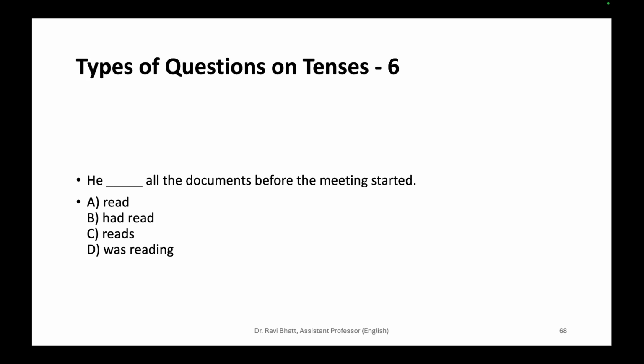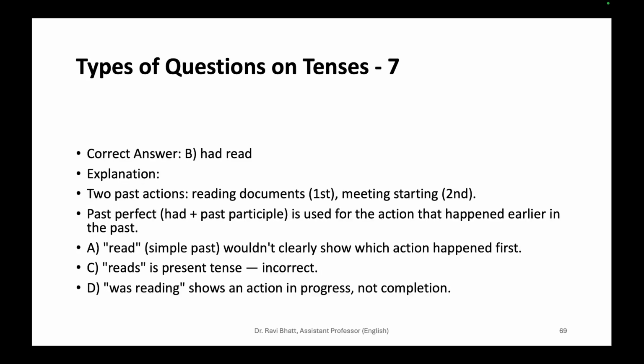So, Rakesh had read all the documents before the meeting started. All right. Now, see, had read. The correct option is B, had read. Explanation: two past actions, reading documents first and meeting started second. Past perfect, that is had plus past participle, is used for the action that happened earlier in the past. Okay, so read, simple past, wouldn't clearly show which action happened first.